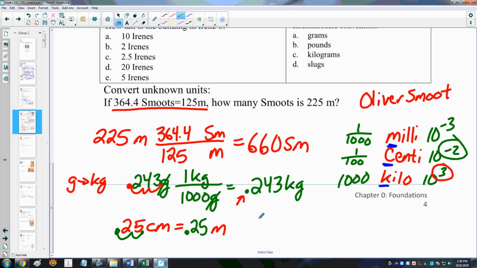Now, if you want to do it the longer way, we can say 25 centimeters, and then convert that into meters. In 1 meter, there are 100 centimeters, and then that would be 0.25 meters. You'll get the hang of this as we move along.